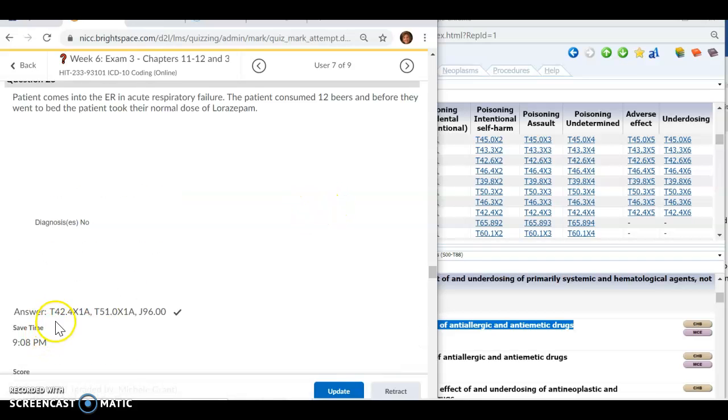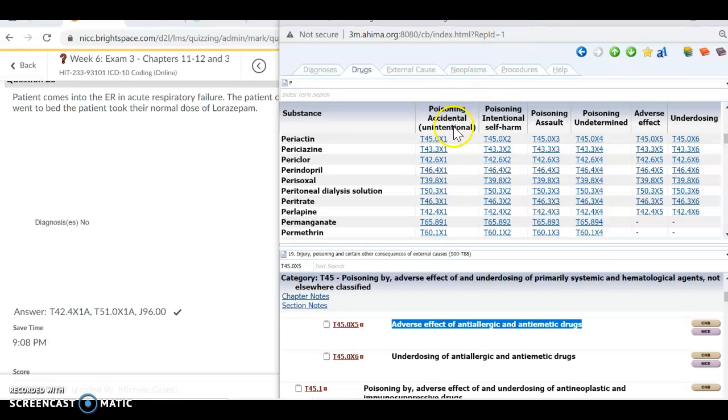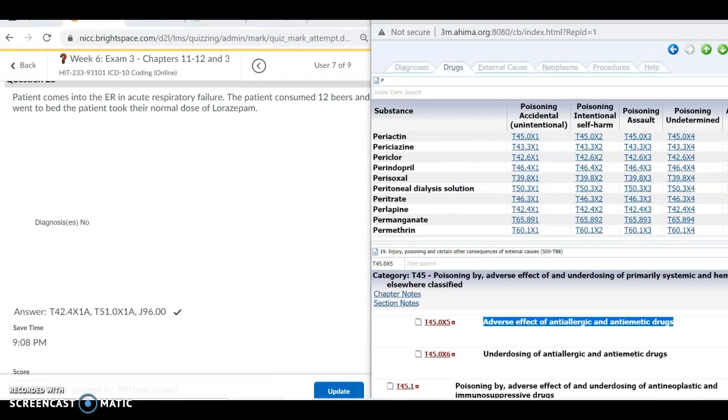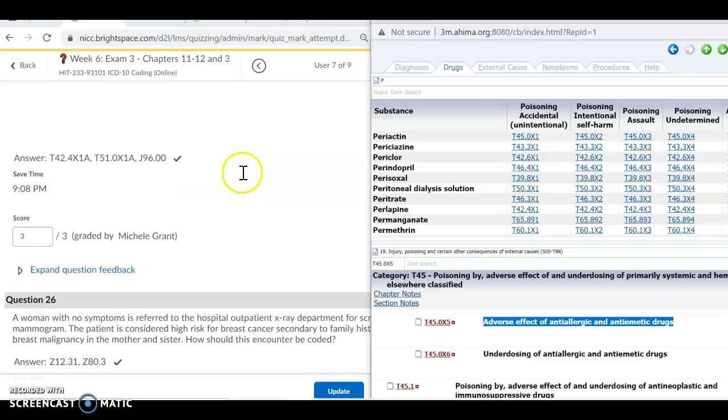So with this, I'm going to have two codes, one for the alcohol. It's going to be poisoning, accidental, or I should say unintentional. Just to save time, I'm not going to look these up, but you're going to go to the poison, accidental, unintentional, and you're going to code alcohol, the lorazepam, and then lastly comes your respiratory failure. Remember, adverse effects, whatever's wrong with the patient first, and then your T codes.